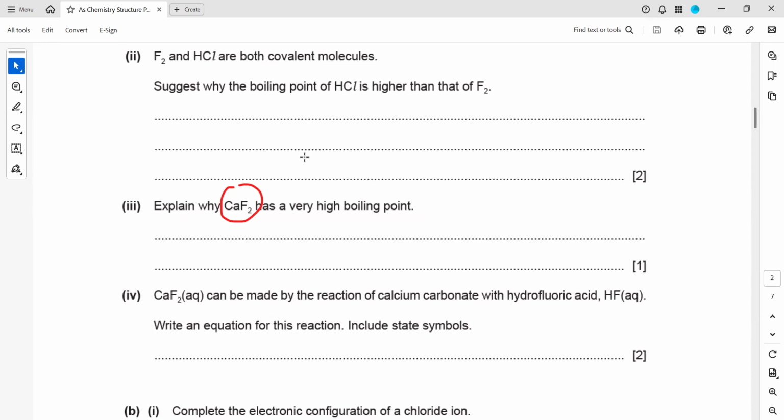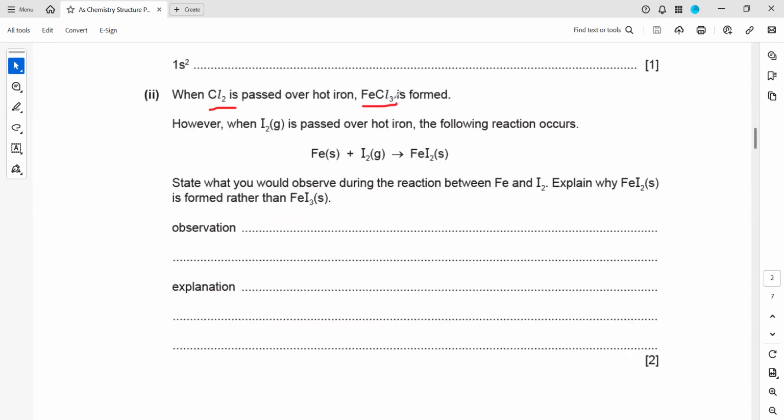When chlorine is passed over hot iron, iron(III) chloride is formed. However, when iodine is passed over hot iron, the following reaction takes place: Fe plus I2 gives FeI2. State what you would observe during a reaction between iron and I2, and explain why FeI2 solid is formed rather than FeI3. So first thing, you have to mention the observation. So what is the observation here?